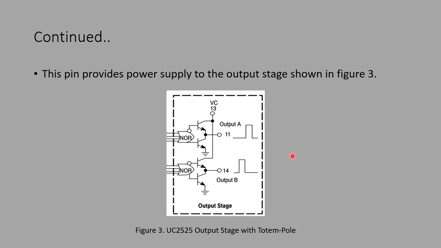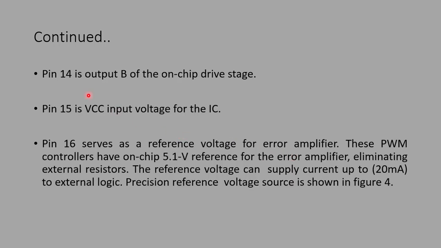Pin number 14 is output channel B, and pin number 15 is the VCC supply voltage of this IC. Pin number 16 is a reference voltage, which is an onboard reference supply, so we don't need external resistors to create the reference voltage.